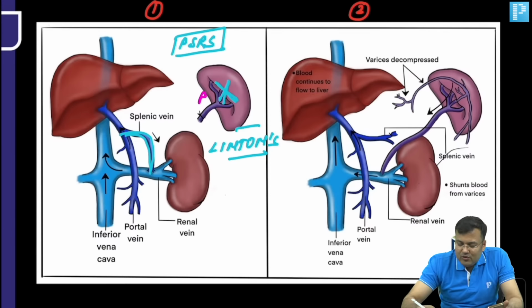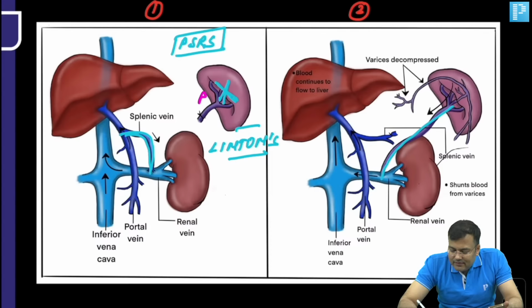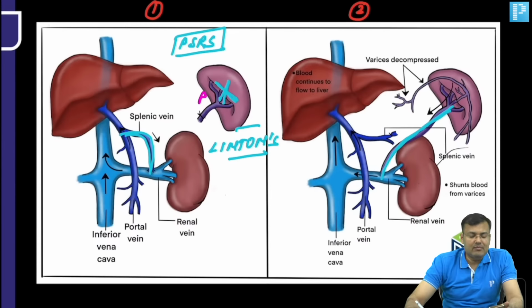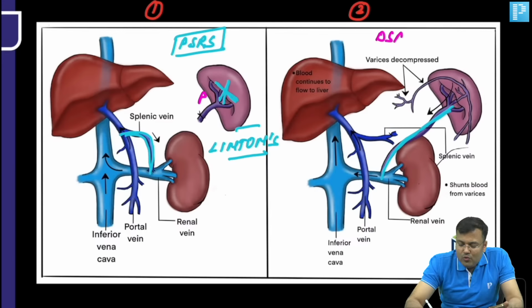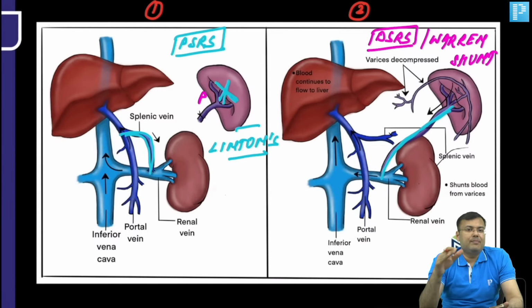In this image you can notice the distal part of the splenic vein is anastomosed to the renal vein. So, guys, what is the name? This is DSRS. Who made this DSRS for the first time? Warren. So, this is also known as Warren shunt. Got it? So, first is PSRS, proximal splenorenal shunt. Second is DSRS, that is distal splenorenal shunt.